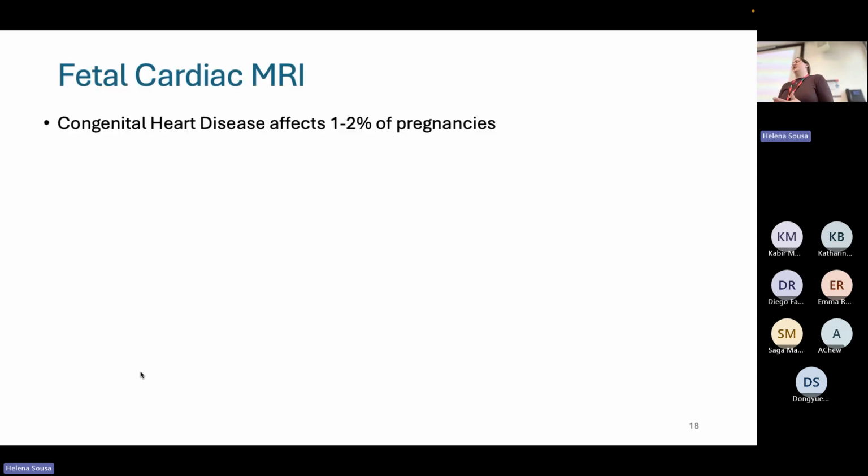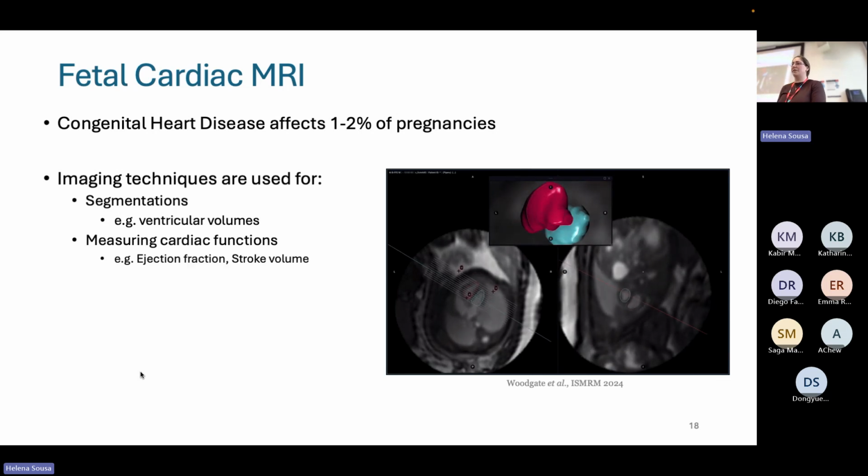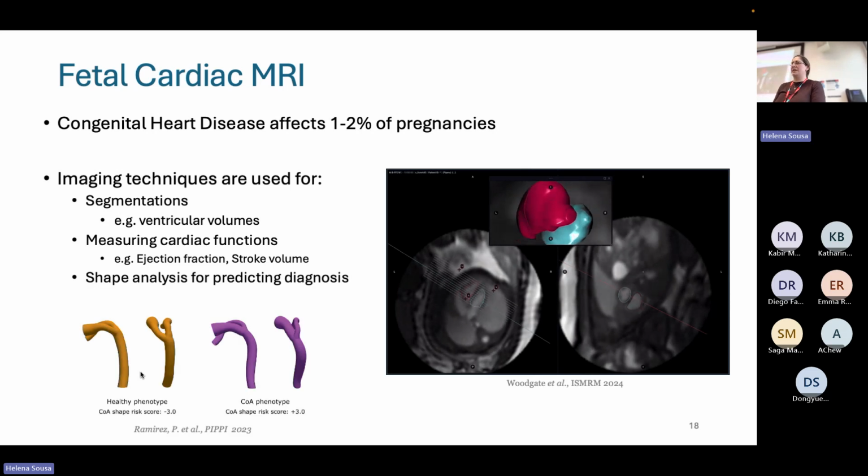So congenital heart disease affects 1 to 2% of all pregnancies, and we want to use imaging techniques for segmentation, such as working out the ventricular volumes, to be able to measure cardiac function, such as ejection fraction and stroke volume, and also shape analysis to predict diagnosis. And this is an example of a coarctation of the aorta.